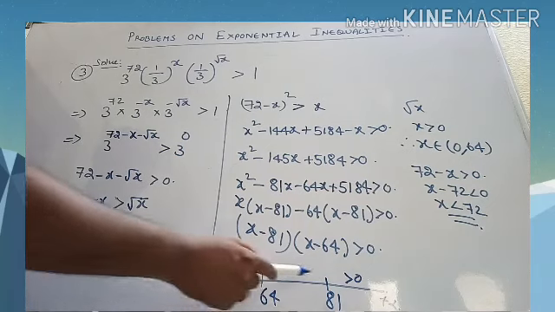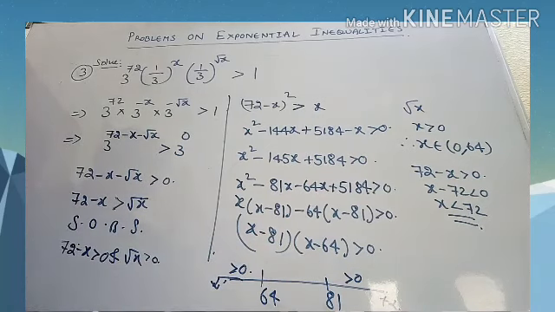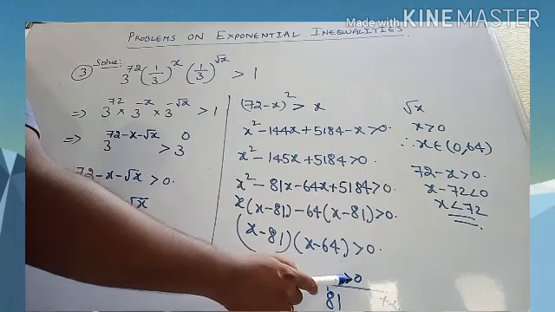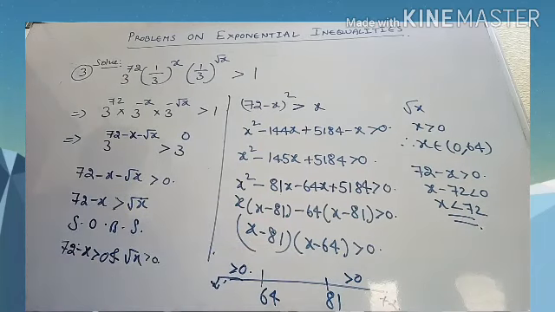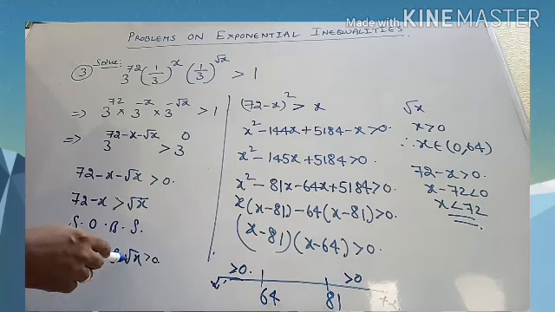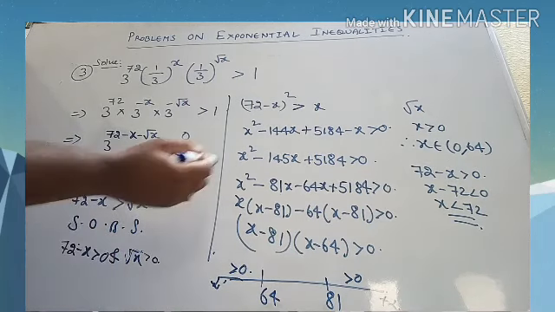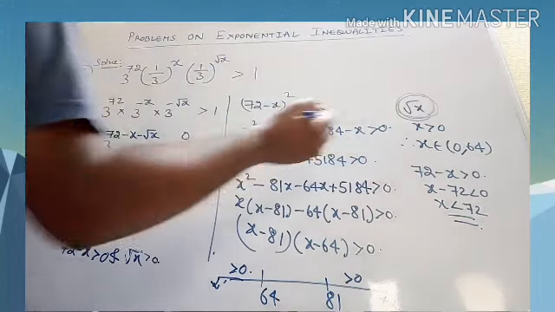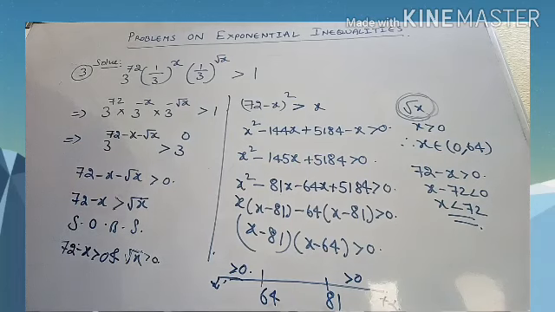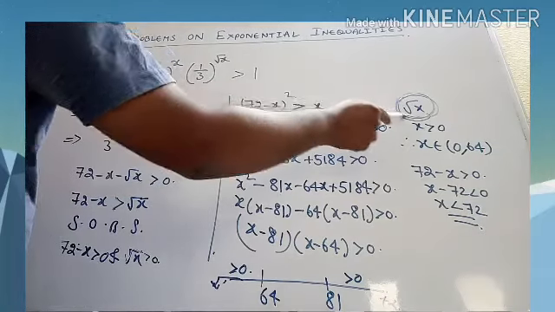You know that 64, 81 on the real number line you have got, and here you know that it is greater than 0, here it is greater than 0, okay, to the extreme ends. But I told you, my dear students, that root x is given. Root x is true when x is positive, right? When x is positive, then only root x is meaningful.